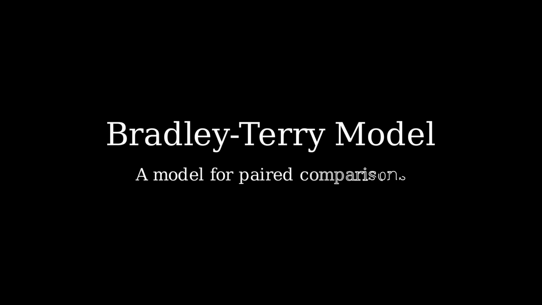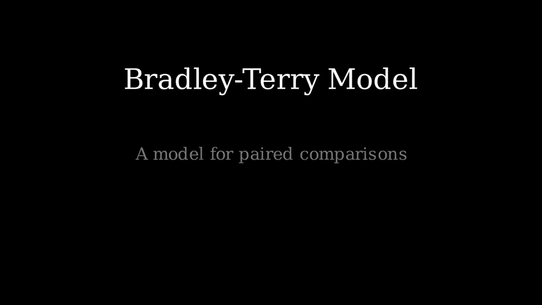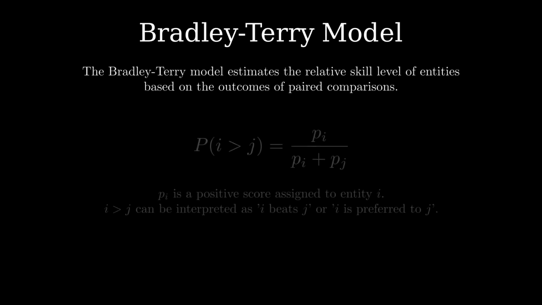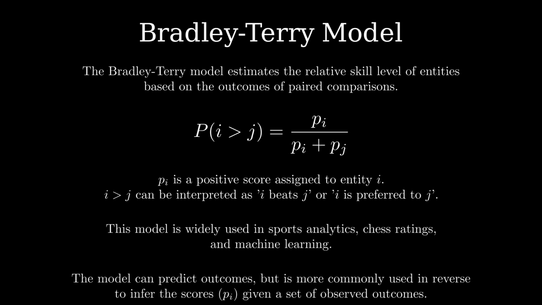Today we will be talking about the Bradley-Terry model, a model for paired comparisons. The Bradley-Terry model estimates the relative skill level of entities based on the outcomes of paired comparisons. The probability of i greater than j equals p_i divided by p_i plus p_j. p_i is a positive score assigned to entity i. i greater than j can be interpreted as i beats j, or i is preferred to j.